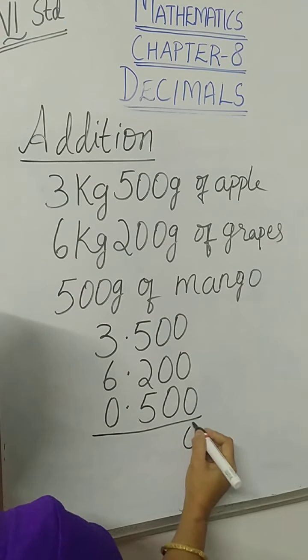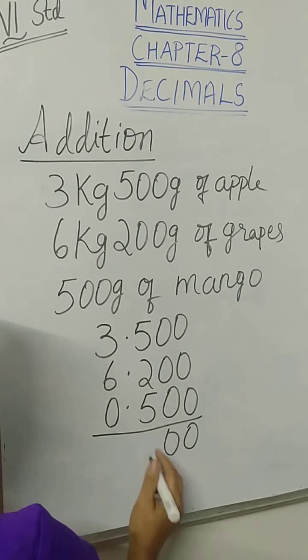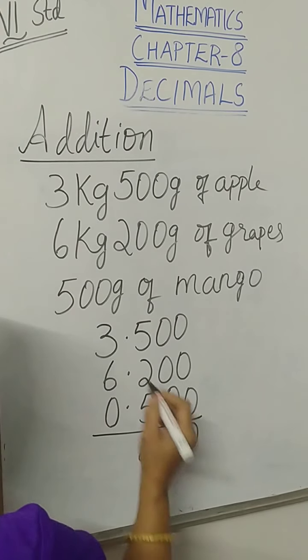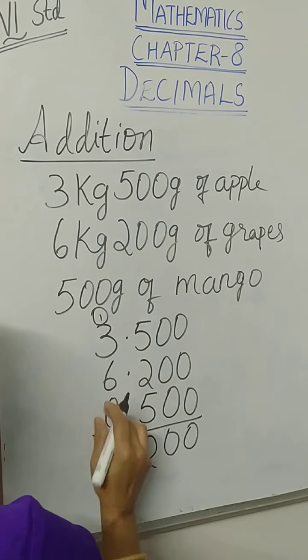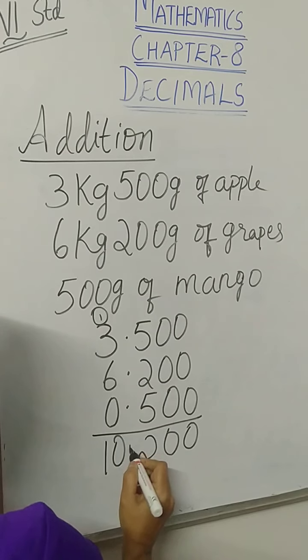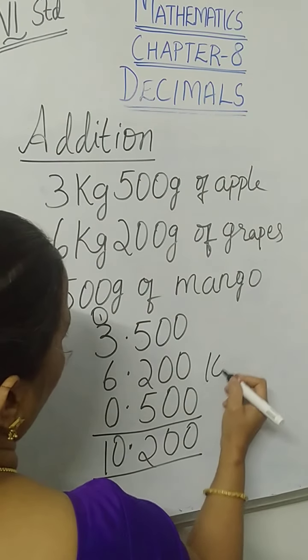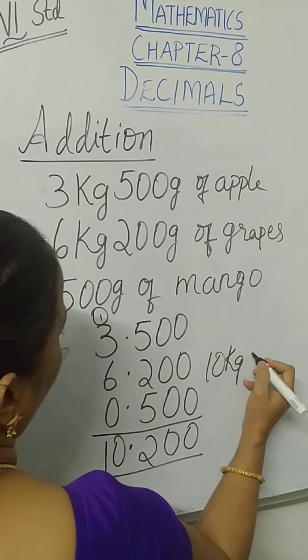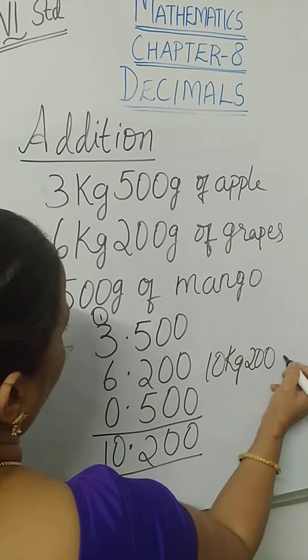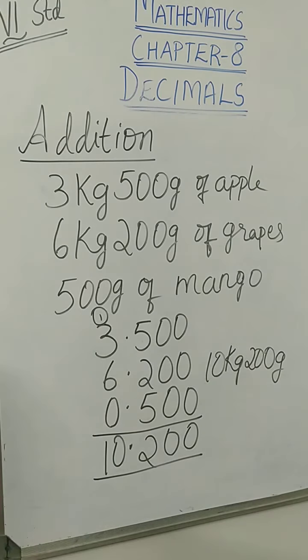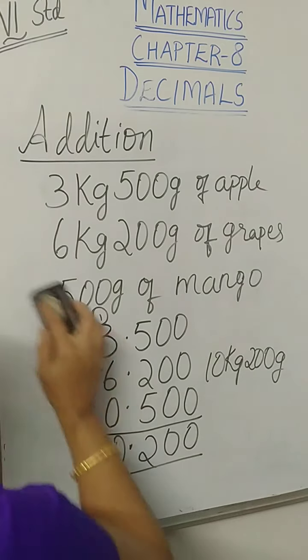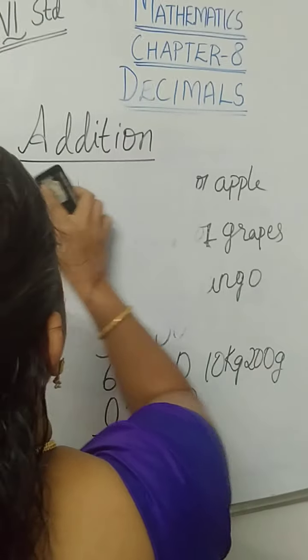Now added. It is 5 plus 5, 10 plus 2, 12. It is 2. Here carry. Now it will become 10 kg 200 gram. That is 10.200. So the total weight is 10 kg and 200 gram. Yes? Hope it is clear, children? I'll give you another example.